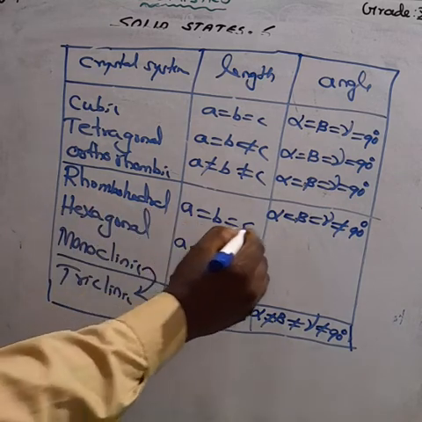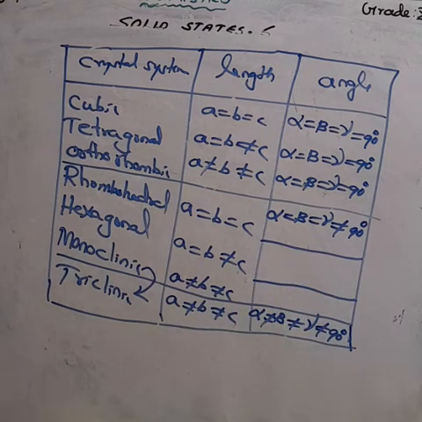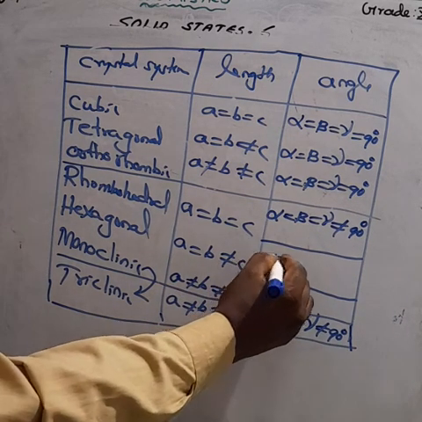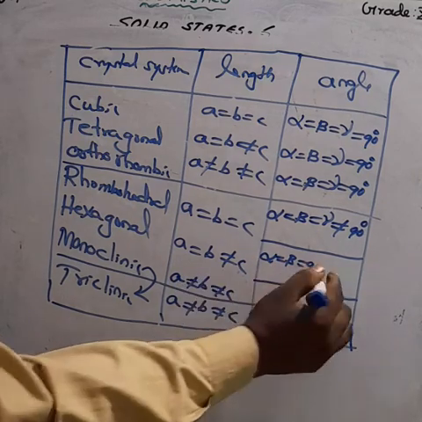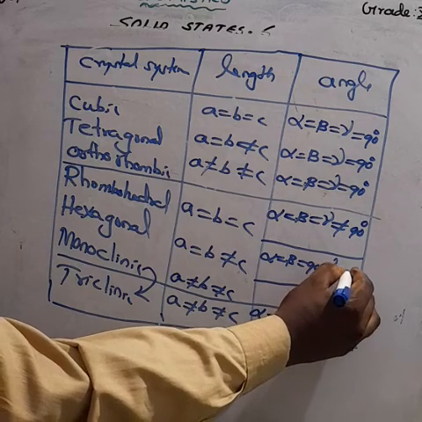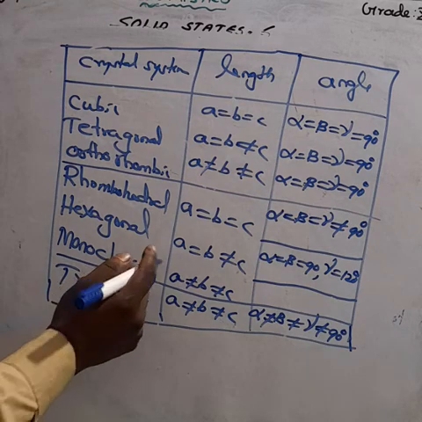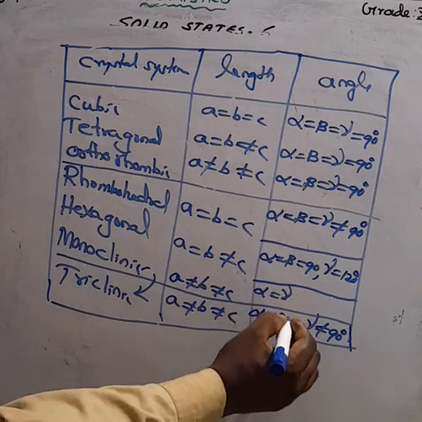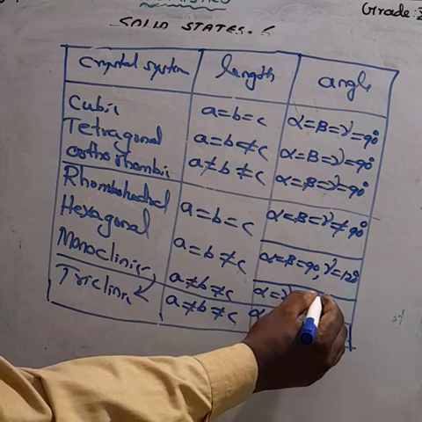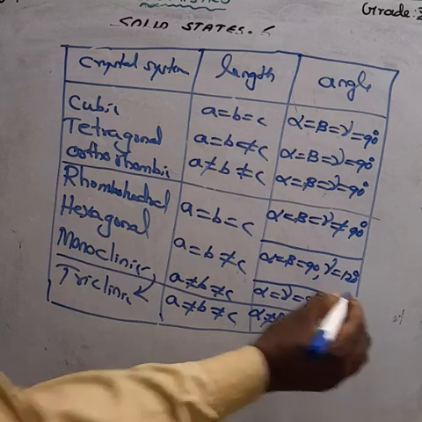Remaining two means a small change here, that is the fifth and sixth. Alpha is equal to beta, that is equal to 90 degrees. Then gamma is equal to 120 degrees. Next, monoclinic: alpha is equal to gamma is equal to 90 degrees. Beta is not equal to 90 degrees.